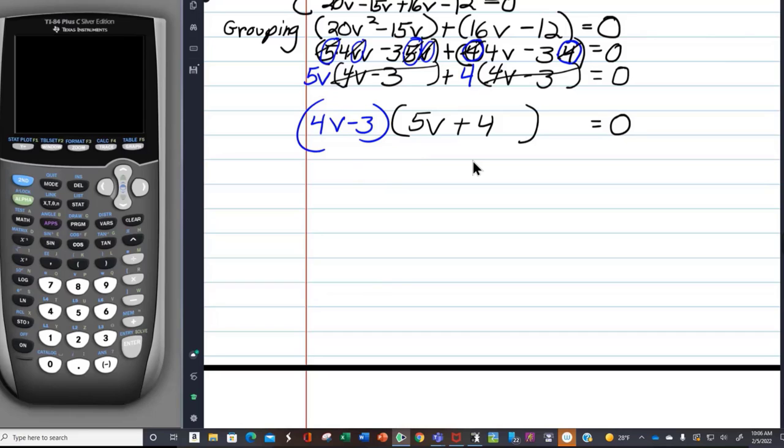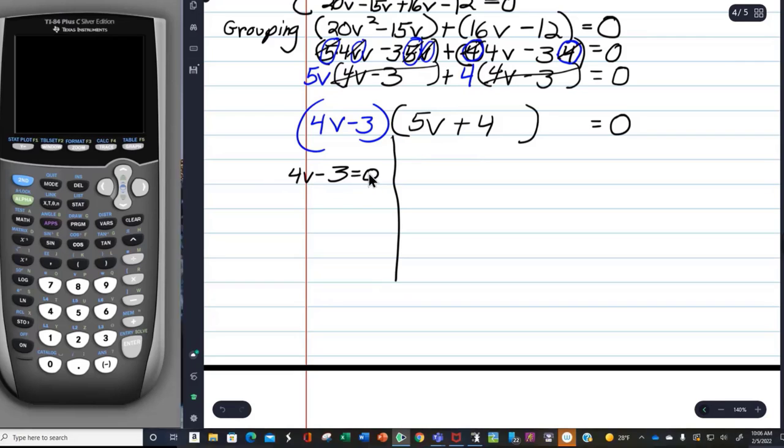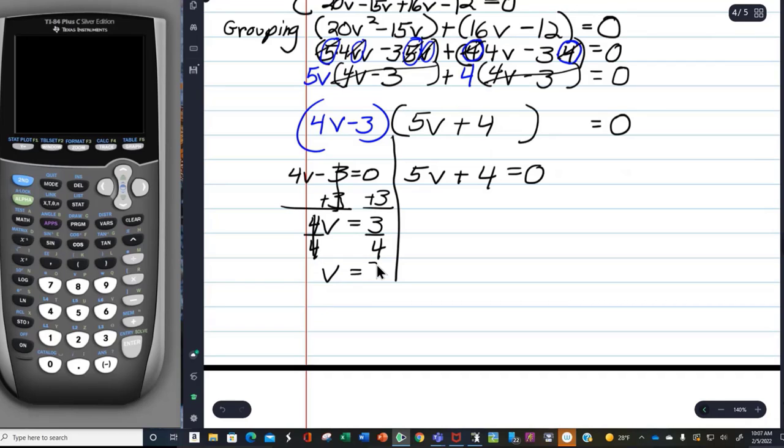And then I set each of these factors equal to 0 and solve for V. 4V minus 3 equals 0. 5V plus 4 equals 0. And now we go through the steps of solving an equation. To isolate the 4V term, I add 3 to both sides to zero out the 3. Negative 3 plus 3 is really 3 minus 3. It's 0. We're left with a 4V equals 3. Then we divide by 4 and divide by 4. V equals 3/4.